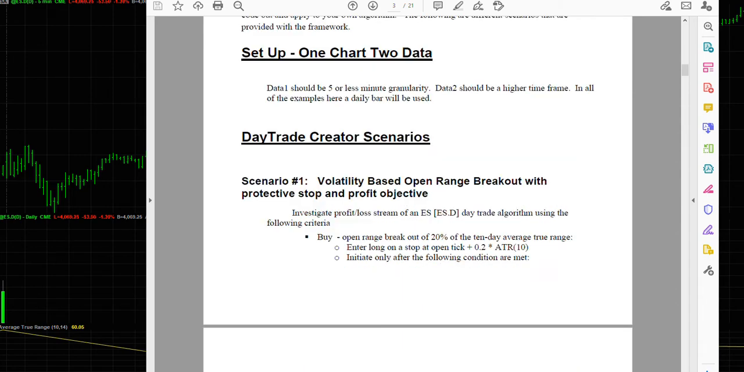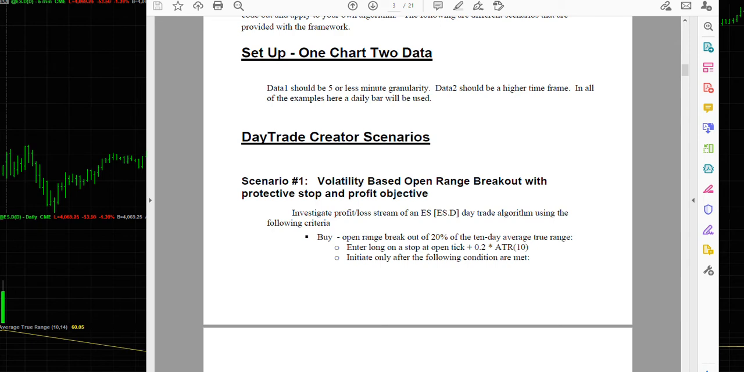To save time, I always like to use one chart with 2 data. I might have mentioned this earlier in the video, but I always like to use the highest granularity as data 1. Well, you should always do that. In this case, we're going to look at 5 minutes on the ES.D, which is the day session of the mini ES. And then data 2 will be the daily session because I want to do some daily calculations. So I always like to do that.